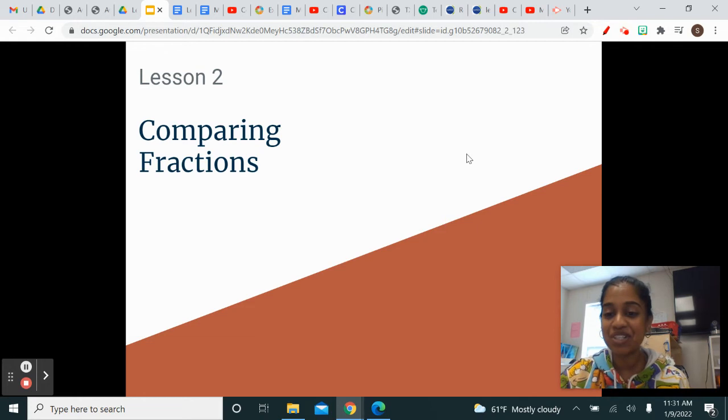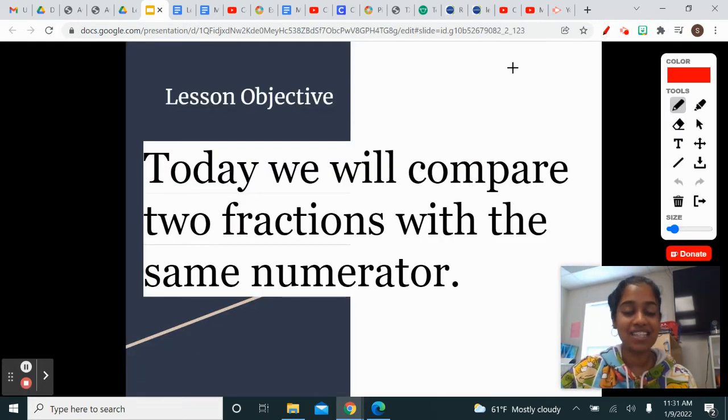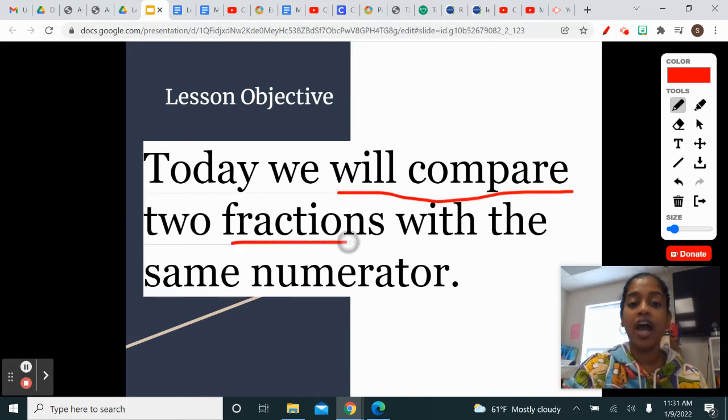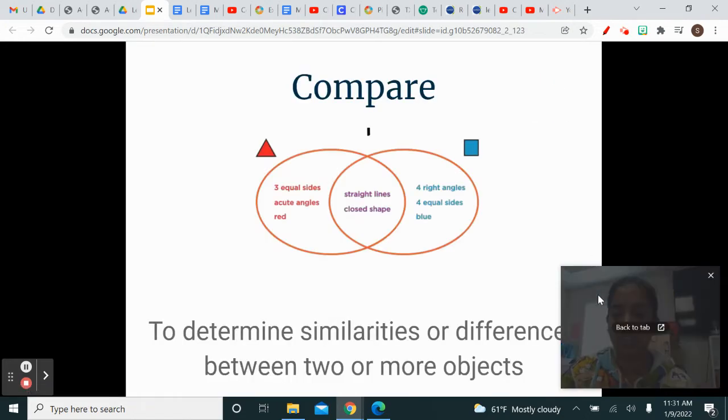This is lesson number 2. So, let's go ahead and get started and go over our lesson objective. Our lesson objective for today is that we will compare two fractions with the same numerator. That's really important today. We're going to be comparing fractions with the same numerator. Okay, so before we get into that, let's go over some of our vocabulary.